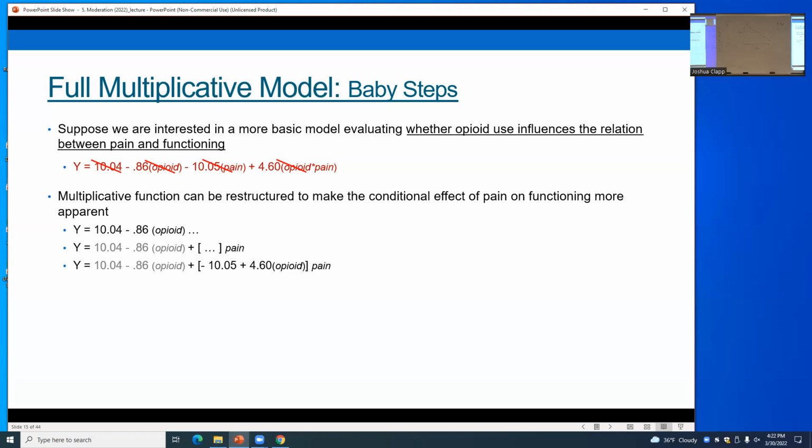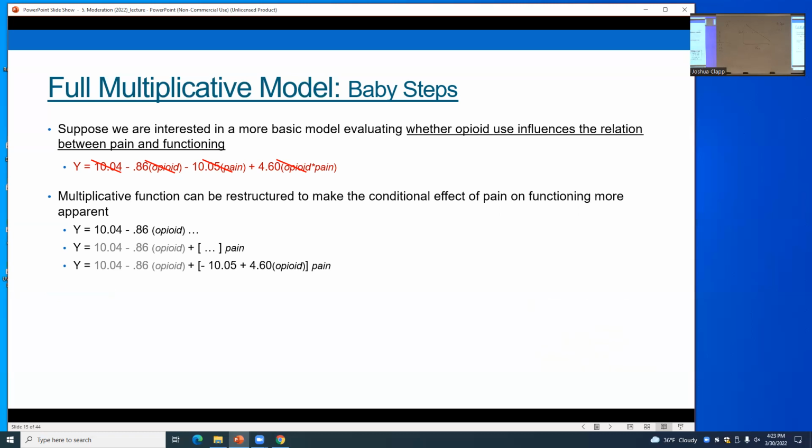So I factored this out. This is going to be the bane of your existence. You're going to screw this up, okay? The check on this is that if I re-multiply this out, if this is where you get with your factored equation, you re-multiply it out, you get back to here, right? So if I take pain times negative 10.05 and pain times this, I end up with negative 10.05 pain, 4.60 pain times opiates, so I get back to here.